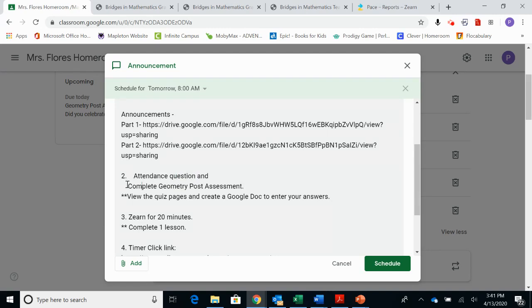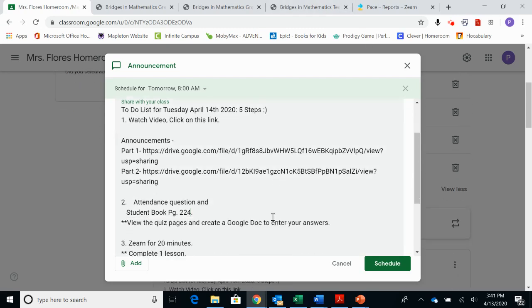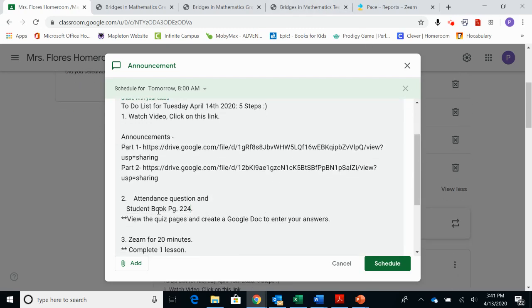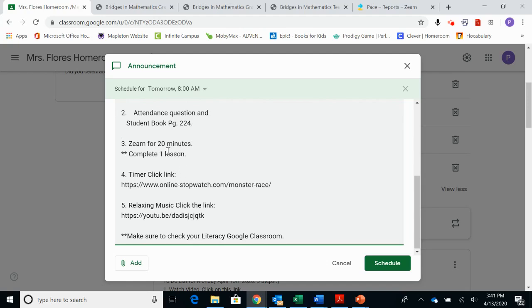And you have to complete your work, which today's work is called student book page 224. Okay, so you have to do your attendance question and your student book page 224. All right, and then CERN.